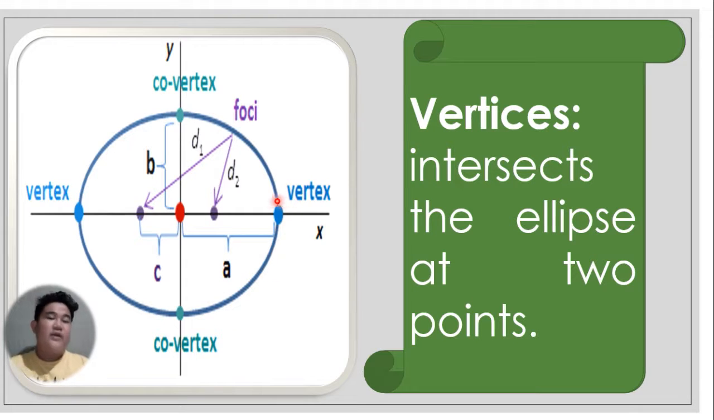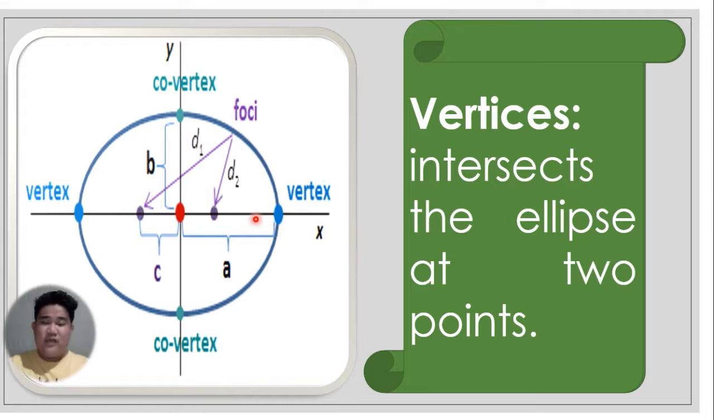And always remember that our vertex is on the major axis of our ellipse. Where the vertex axis is, that is our major axis. Okay? Since our vertex is a major axis, therefore half of this will now be the semi-major axis. Because when we say semi, it is half. And the half of our major axis, which is vertex, is now the semi-major axis. Okay? And it is denoted as a.